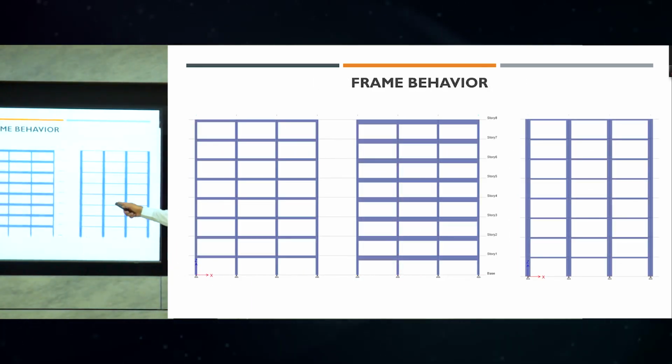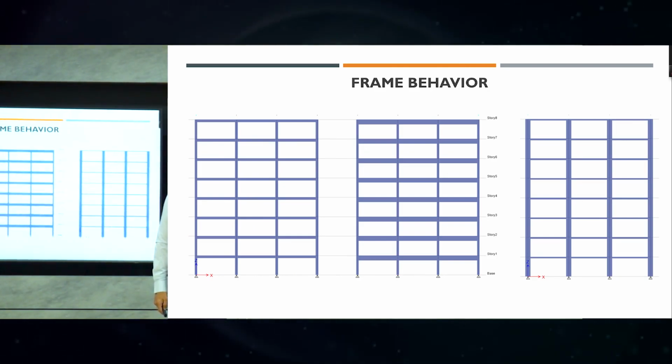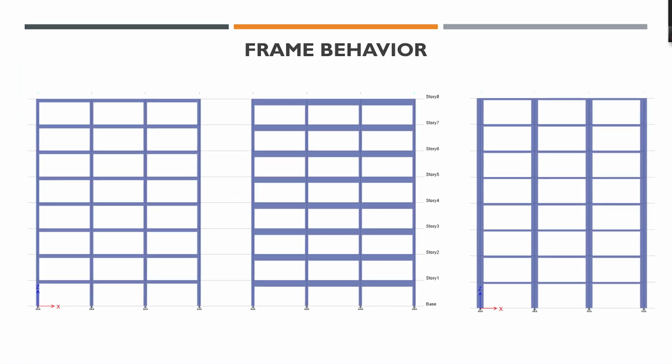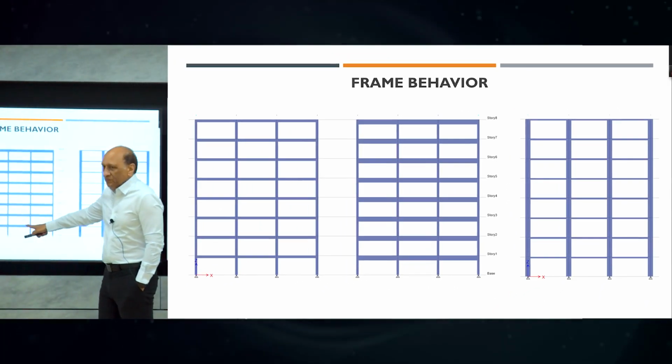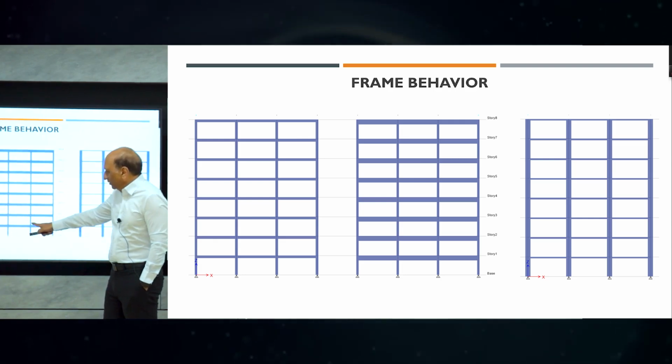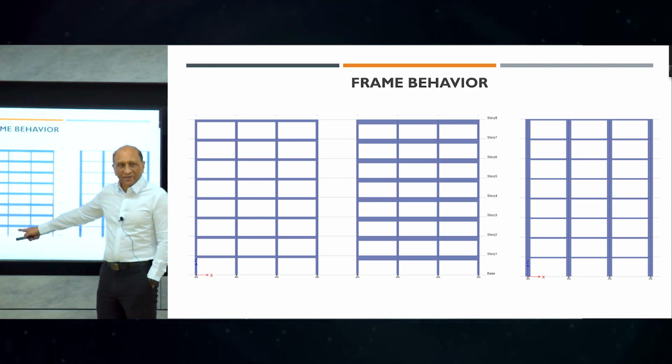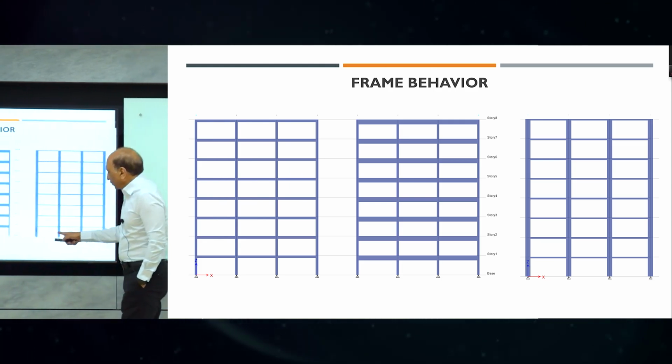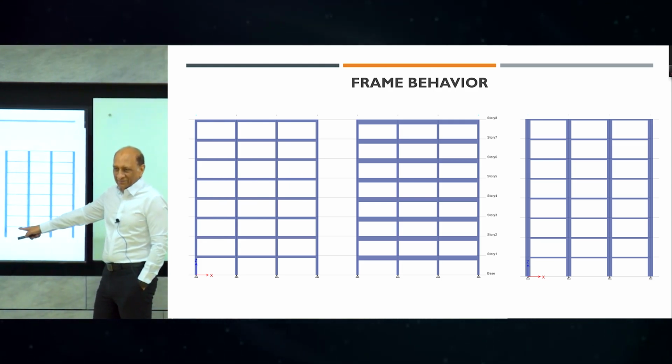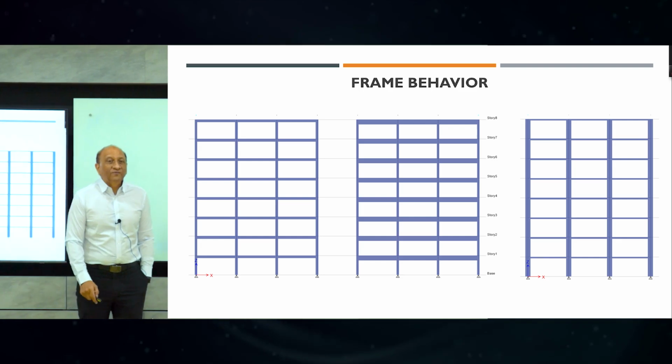So let's look now at frame behavior. There are 3 examples that I ran. Please watch carefully. This one is using small columns and small beams, so it's a flexible frame. This one is using large beams and small columns, because the span is large, so we're putting a big beam there. And this one is using large columns and a flat slab. Right? So 3 different variations.